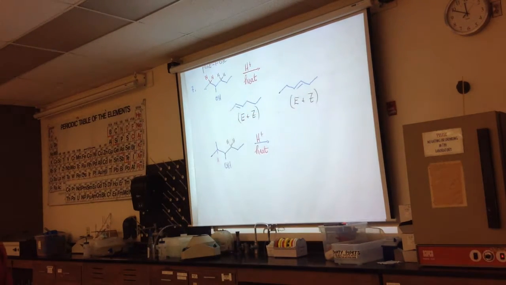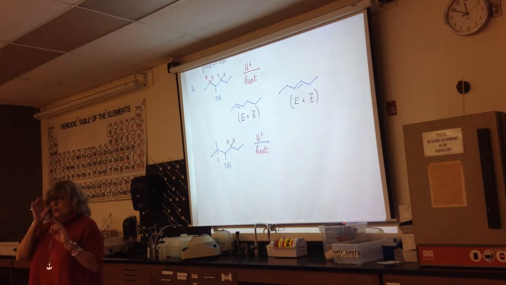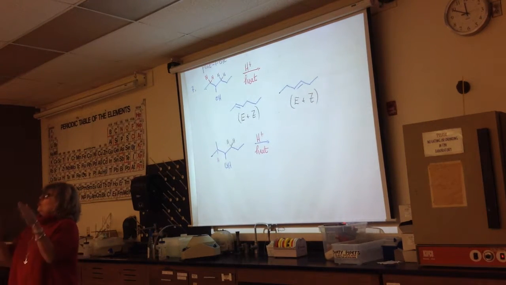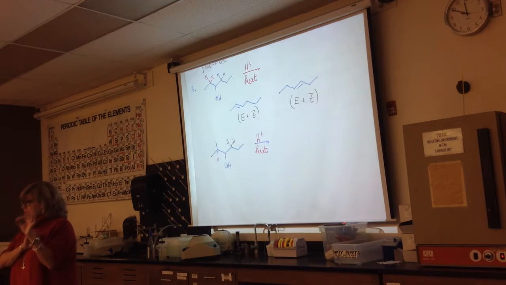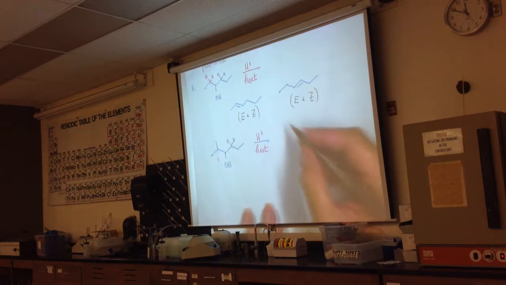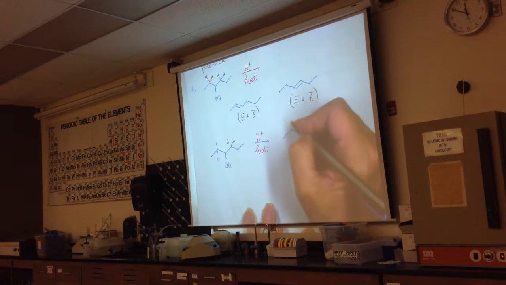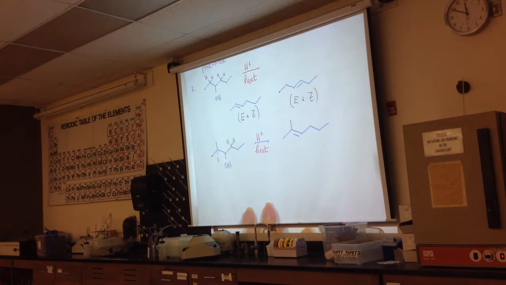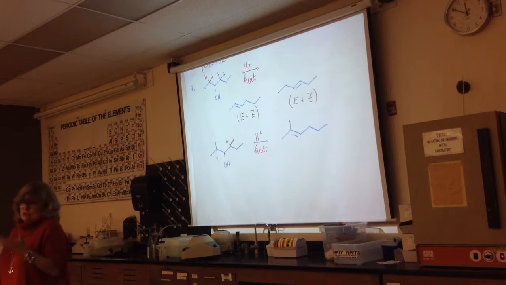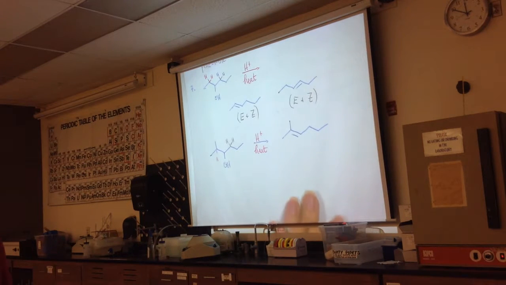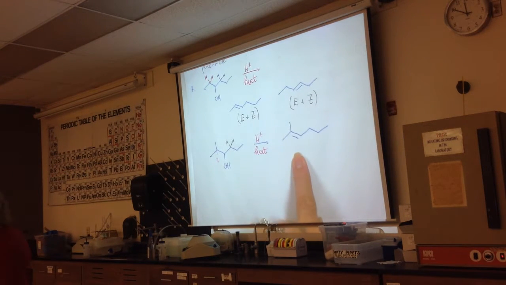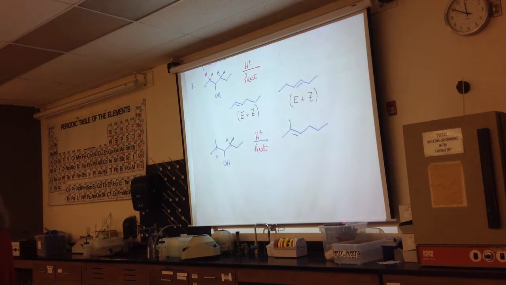This is when the story with Zaitsev really makes sense. Zaitsev says, when you're dehydrating an alcohol, go to the neighbor that has the least hydrogens on it, because you will generate the most stable alkene. So if you go to the left, your alkene will be that, which is trisubstituted. Had you gone to the right, it would have been disubstituted, and it's not as stable. This time, do we have E and Z here? No E and Z because 2 sides are the same.